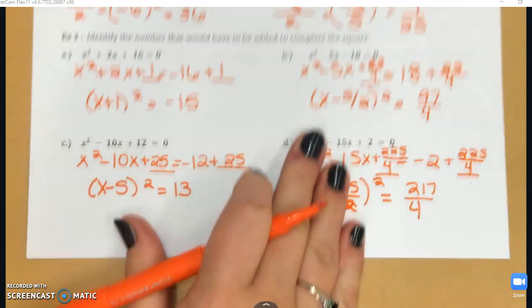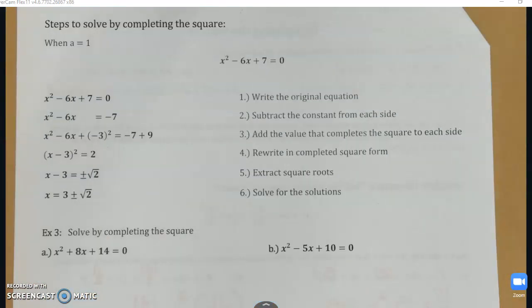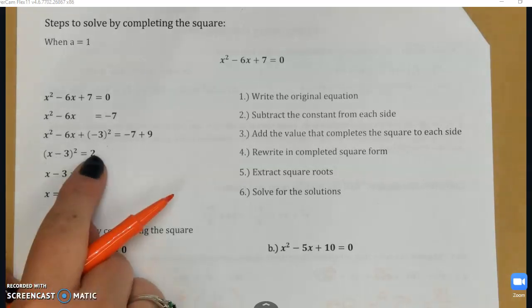Okay, so why are we doing this? Why do we complete the square? Completing the square is another way that we can solve quadratic equations. Remember, we have factoring, we have the quadratic formula, and we also have completing the square as a third method. So to solve by completing the square, we're going to do the same steps we've been practicing on that front page. If we have a constant, move it to the other side, add what completes the square to both the left and the right, rewrite it as a squared binomial equal to a number.